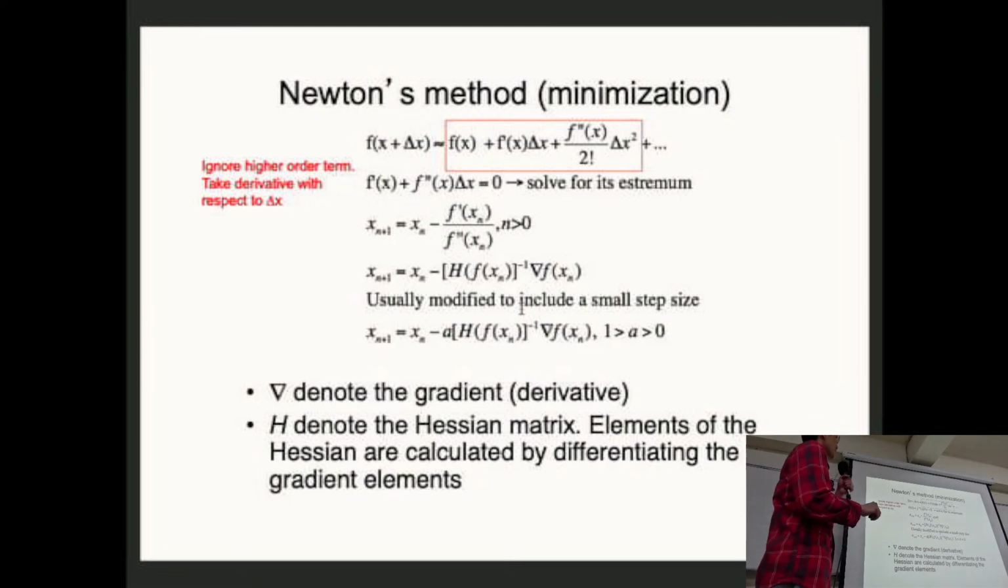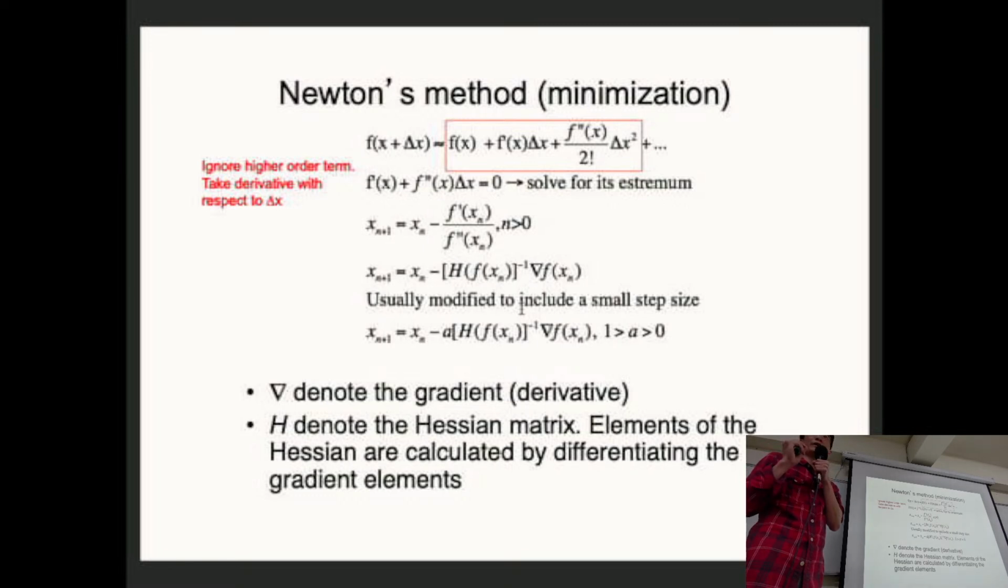So the idea is that we are going to take advantage of Taylor expansion and take a derivative with respect to delta x, and then solve for the stationary point. To solve for it, you make that equation equal to 0, right? Make the equation equal to 0. All right, and then after some linear algebra, delta x is x_{n+1} minus x_n, right? So you can do some manipulation, and it becomes this.